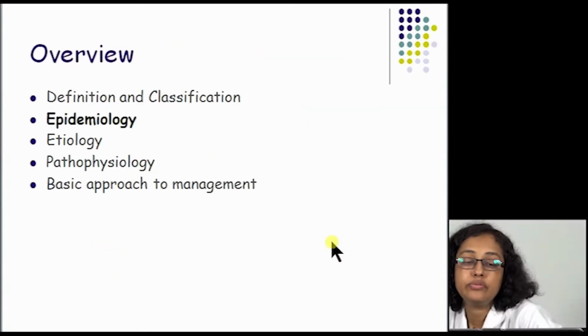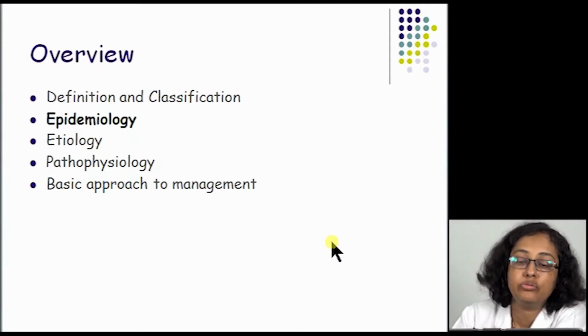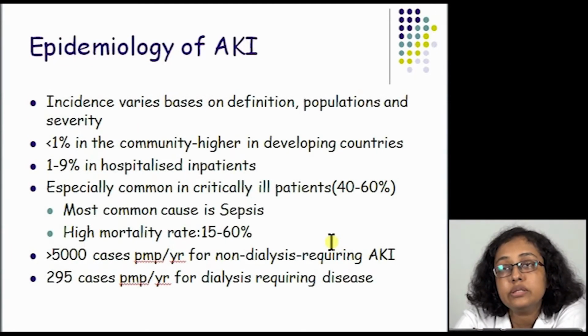Now, having looked at the classification, let's look at the epidemiology of acute renal failure. So the incidence of acute renal failure or acute kidney injury varies based on the definition, the population we're looking at, and the severity of the disease we are considering.